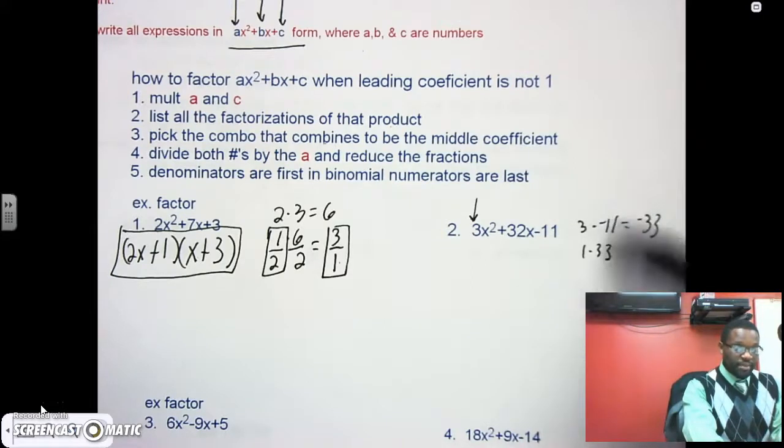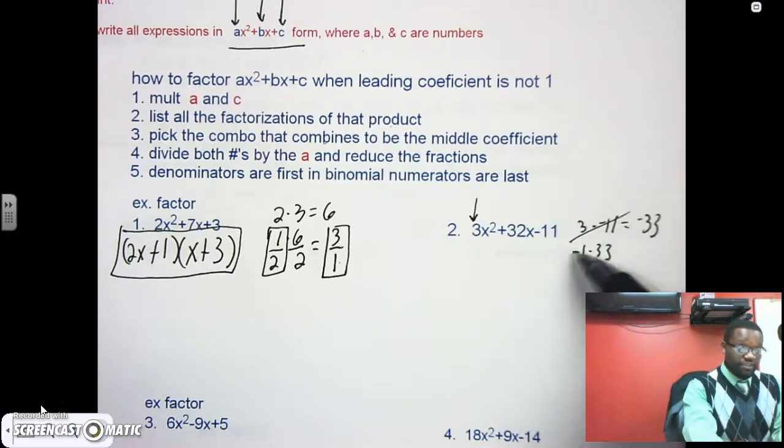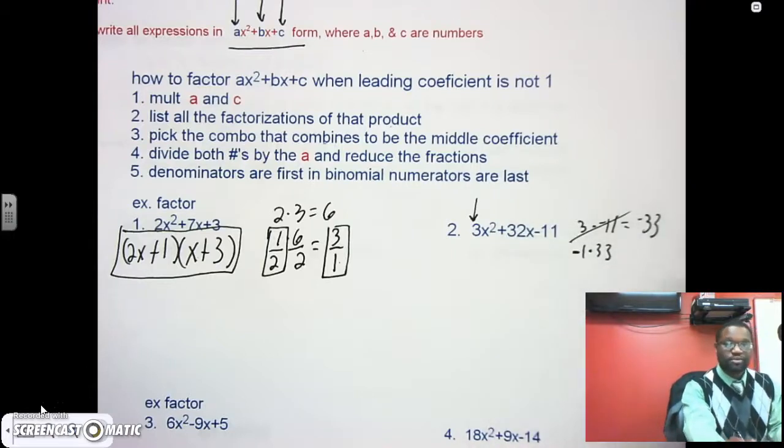Which one of these number combinations can give me a 32? It has to be 1 and 33. But how do I get a positive 32 out of these two? I have to have a negative 1. If the 33 was negative, it would be a negative 32. But check it. Does negative 1 times 33 give me a negative 33? Yes. Does negative 1 plus 33 give me a positive 32? Yes. You have to check that first. You can't just assume that it's always going to work out. You have to check both.